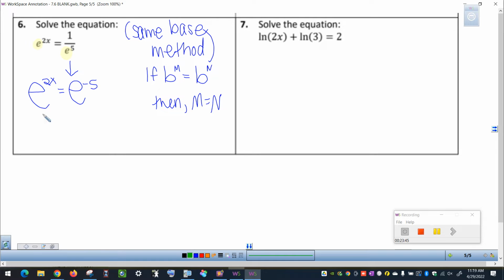So now that we've accomplished that, we've got our bases the same. We're just going to simply set our exponents equal. So if this first statement is true, then the exponents must be equal. Then 2x must be equal to negative 5. And we'll just go ahead and divide both sides by 2. And the final answer we get here is negative 5 halves.